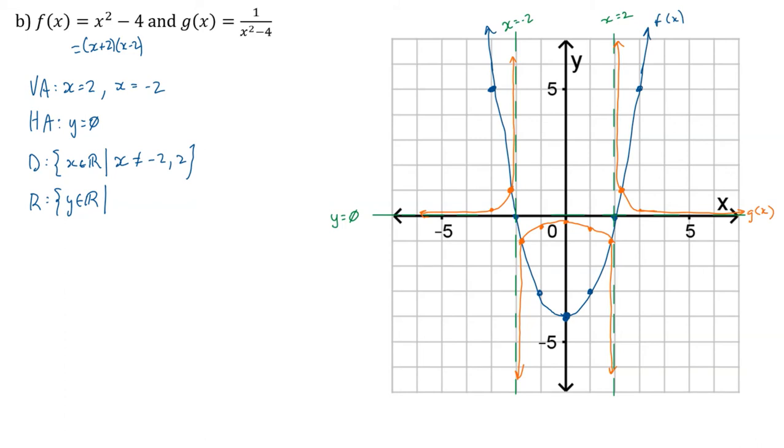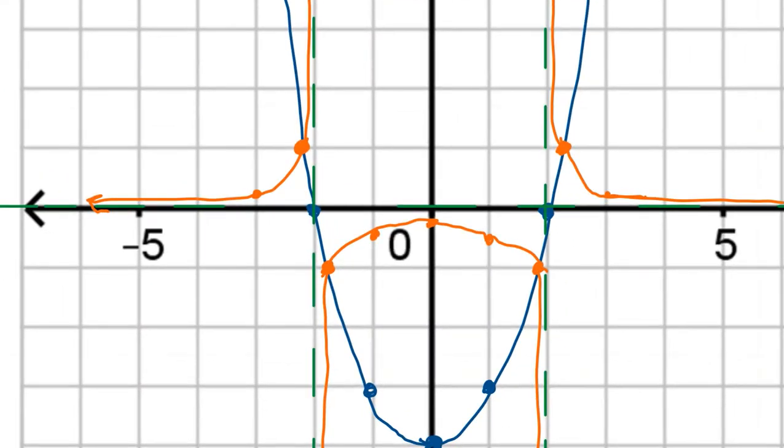Range. Does anybody want to try the range? Y cannot equal 0. That's true, but it's not the only thing it cannot equal. This one's a little bit different than the last one. What other y values does this function never reach? Also, y is less than -4. Not -4. -1/4, reciprocal of 4, right?